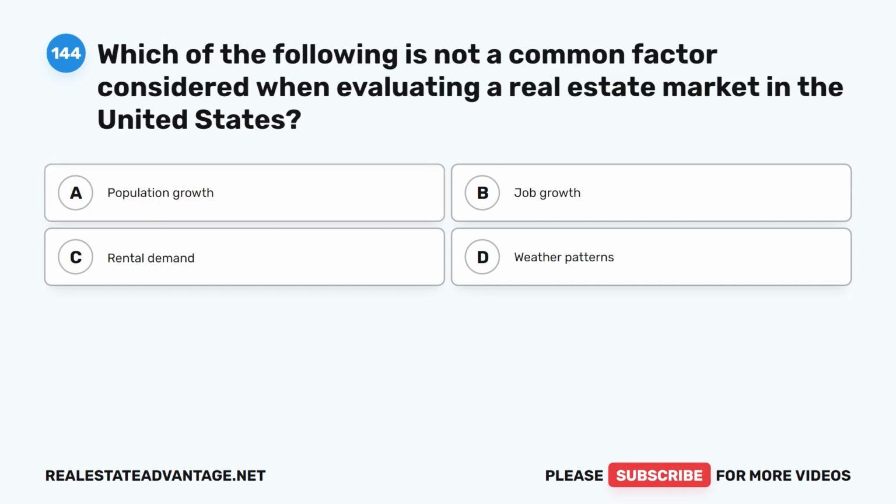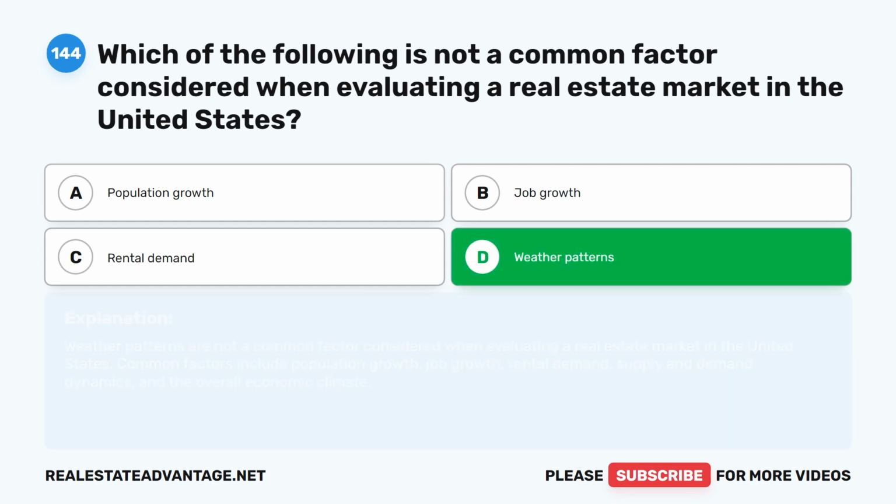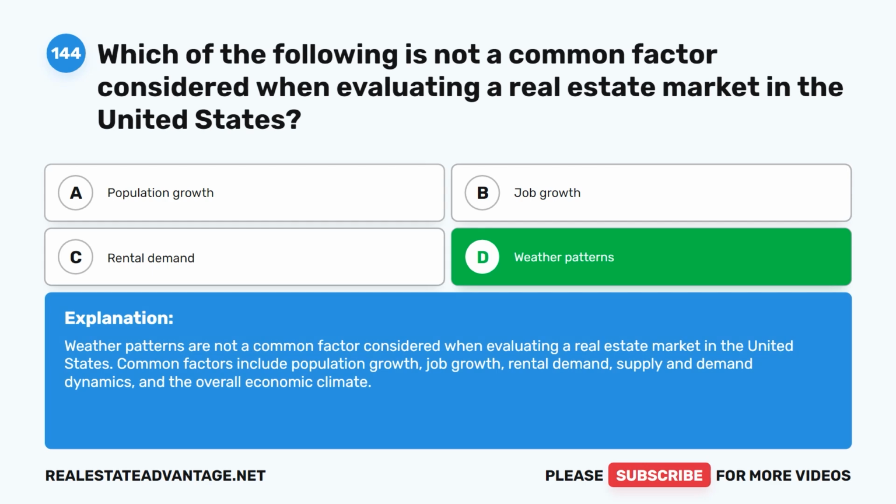Question 144. Which of the following is not a common factor considered when evaluating a real estate market in the United States? A. Population growth. B. Job growth. C. Rental demand. D. Weather patterns. The correct answer is D. Weather patterns. Weather patterns are not a common factor considered when evaluating a real estate market in the United States. Common factors include population growth, job growth, rental demand, supply and demand dynamics, and the overall economic climate.